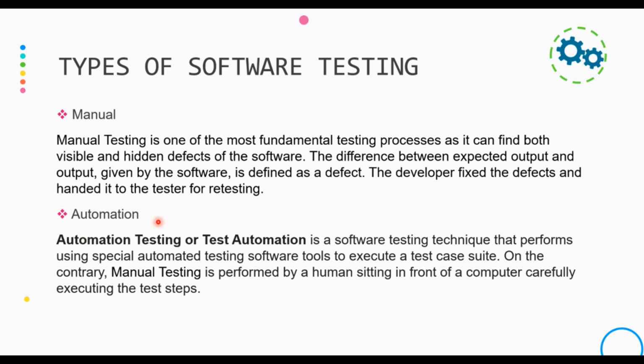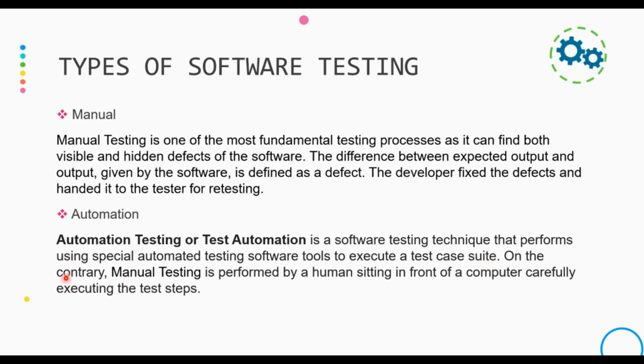What about automation testing? Automation testing, or test automation, is a software testing technique that is performed using special automated testing software tools. I told you about this. Some software testing tools are open source, and some we have to pay for to execute a test case suite.